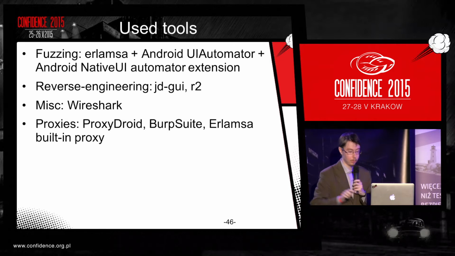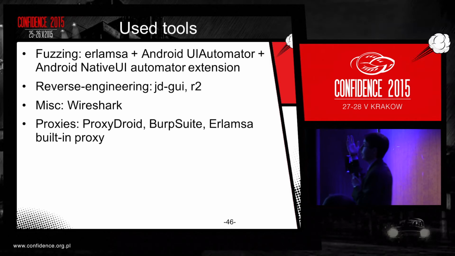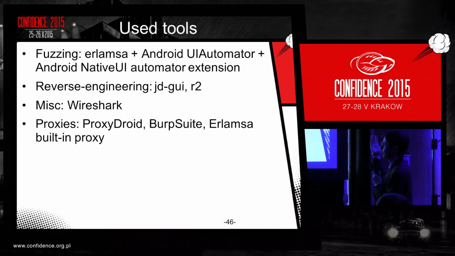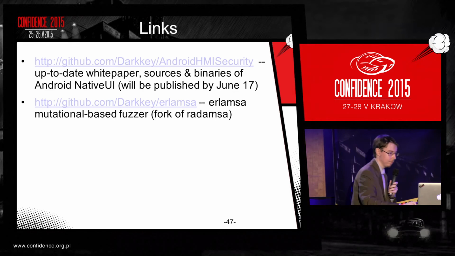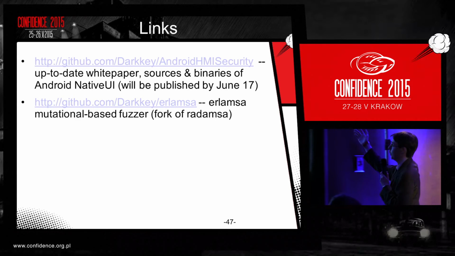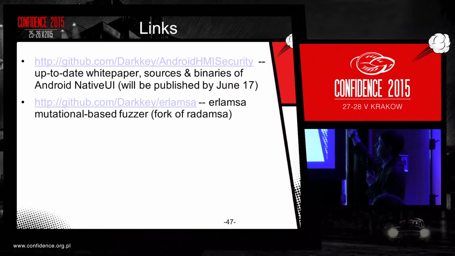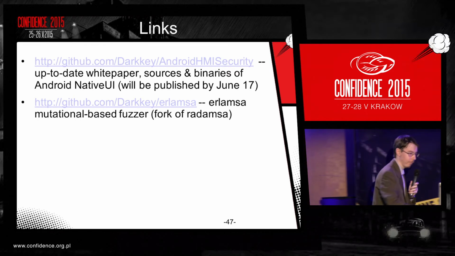And we use several tools. For fuzzing, we use Erlamsa and extensions for Google Android UI Automator, for reverse engineering IDA and Radare, Wireshark, and several proxies. Here are some links. Up-to-date white paper, sources and binaries will be published in the middle of June. And here is the repository of Erlamsa, a mutational-based fuzzer proxy.